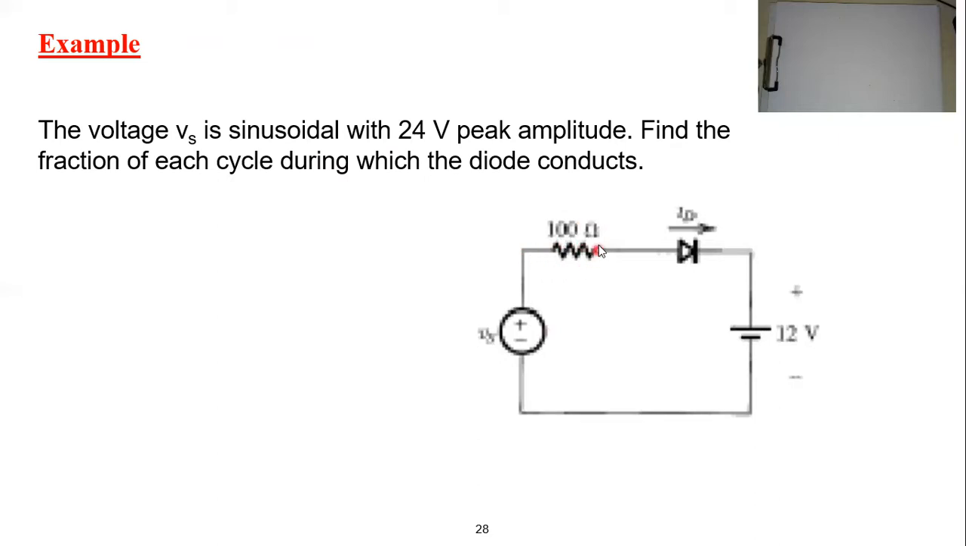We have a 100 ohm resistance. We have the diode, and we have a 12 volt DC voltage. So we have a DC source and an AC source. Let's go together and start solving this problem, in order to find when the diode will conduct, or when this diode will be treated as a short circuit.